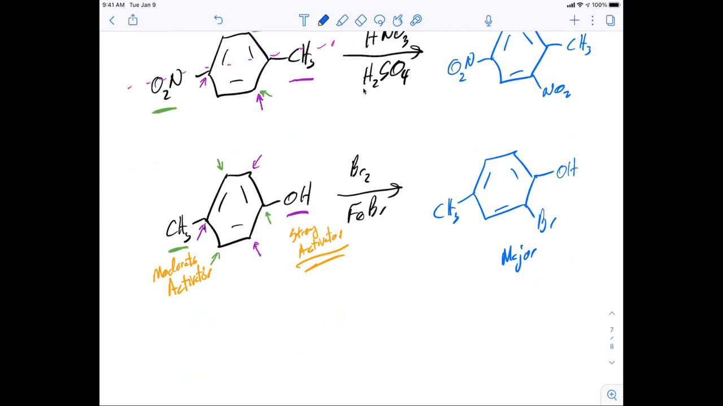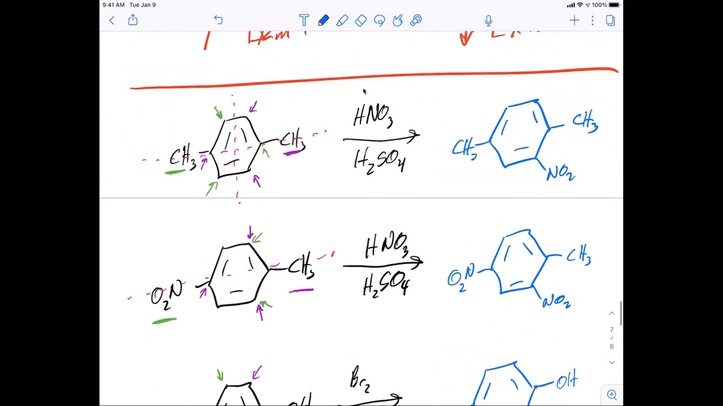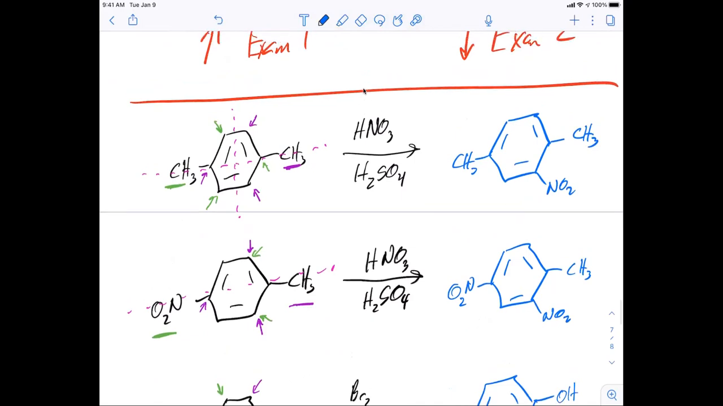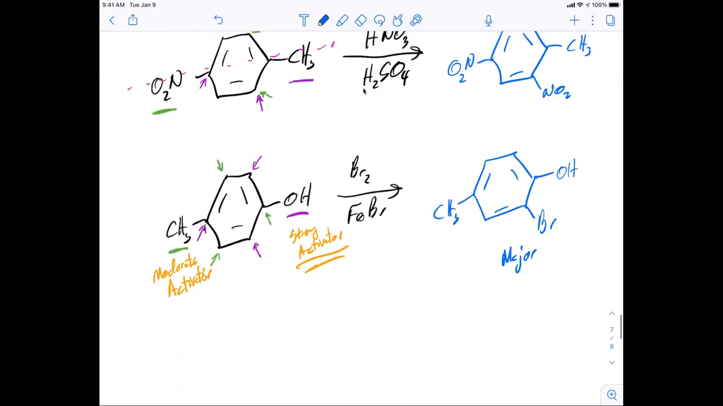Questions about these? Okay. So your possibilities: everything just lines up like the first two. Either we got synergy or we got symmetry, and you only have one product. But if you do have competition, then you need to look at the strength of your activators. That's why it's important to know strong activators, moderate activators, weak activators, and then weak deactivators, moderate deactivators, and strong deactivators. That's where that strength of activation and deactivation come into play.